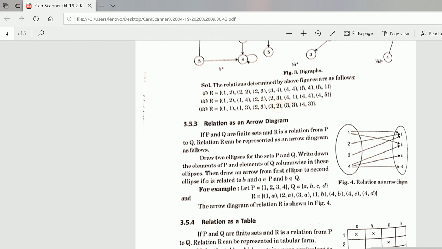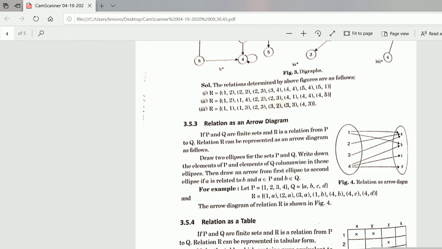Suppose P and Q are finite sets and R is a relation from P to Q. Relation R can be represented as an arrow diagram as follows. Just make an elliptical figure here and here. In this figure, the elements of P are kept here and the elements of Q are kept in the second. Draw two ellipses for the sets P and Q. Write down the elements of P and the elements of Q column-wise in those ellipses.